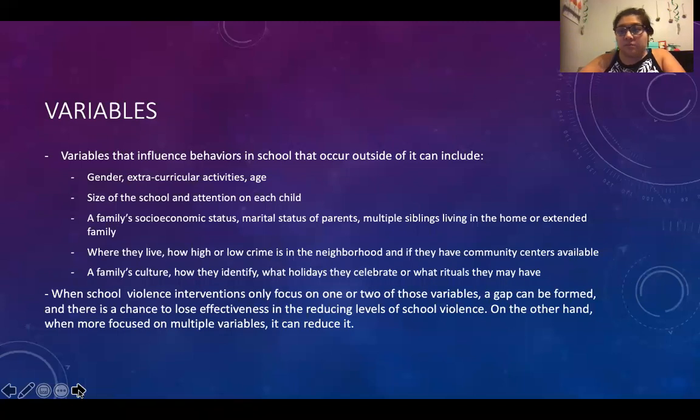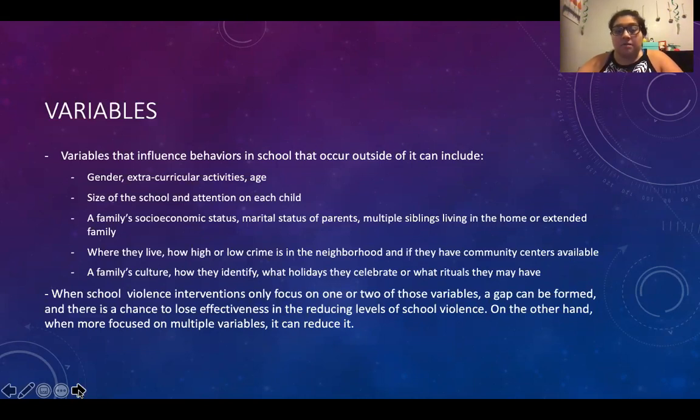Some of the variables I'm going to talk about that can influence behaviors in school and out of school can be gender, whether you're involved in extracurricular activities, the age of a student, and the size of the school, including attention on each child. If you have a school that is extremely large, children can kind of get lost in the population. So attention on the child and the classroom size ratio to teachers can all affect how students are going to behave in the school.